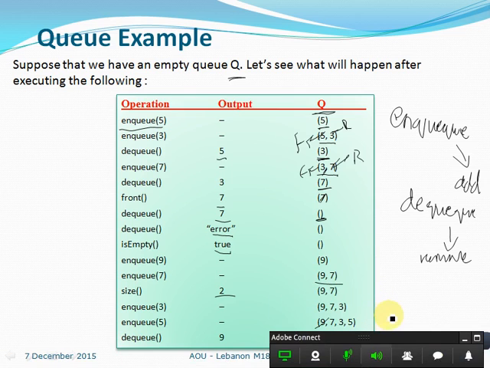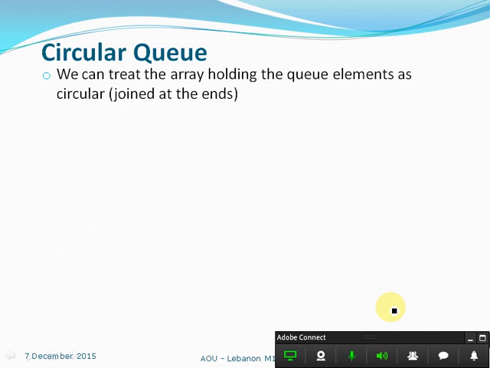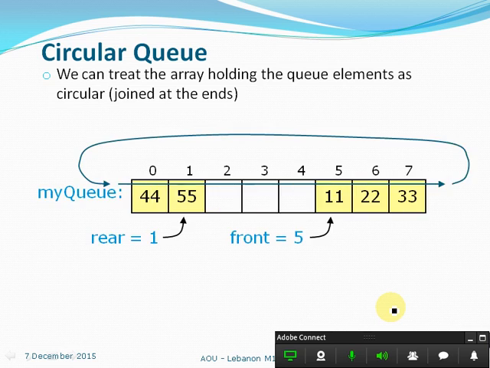So what are the operations? You have all the operations. It is NQ and DQ, and you also have front, isEmpty and size. So this is about the queue. Next we look into a circular queue. A circular queue is nothing but a queue that forms a circle, which is given in this diagram.